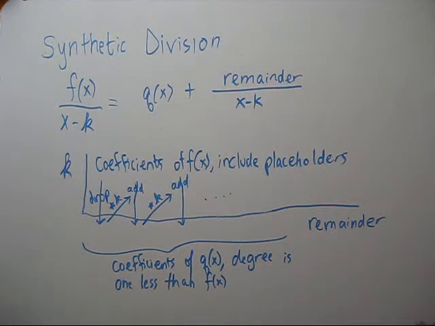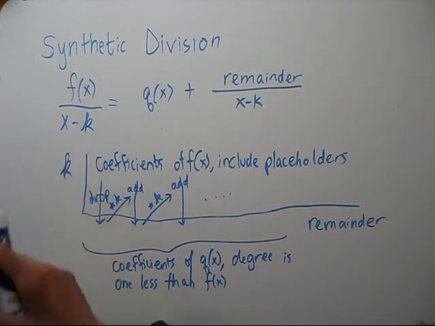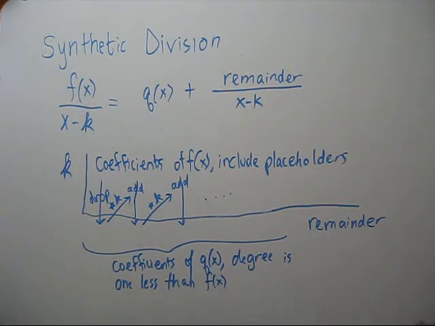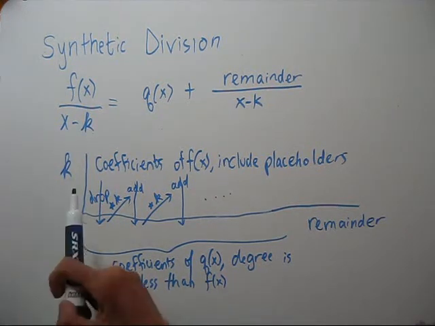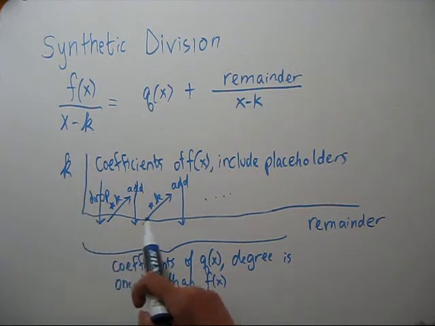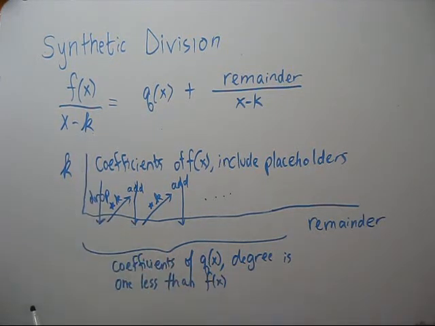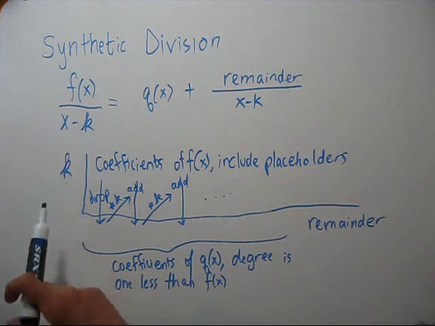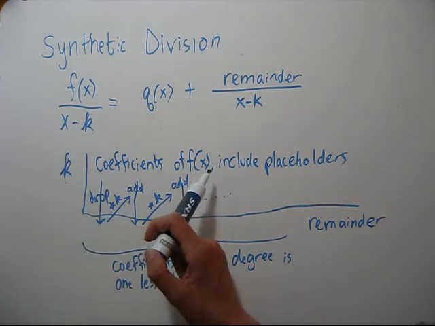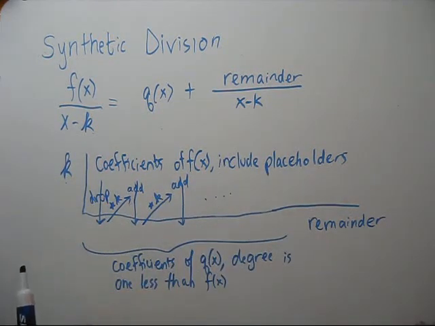There's a shortcut to dividing polynomials when we're dividing by x minus k. It's called synthetic division. So you draw kind of a half a rectangle and you put k here. On the top row you put the coefficients of f of x and you include placeholders. If you're missing an x cubed, say, you would put a 0 there.